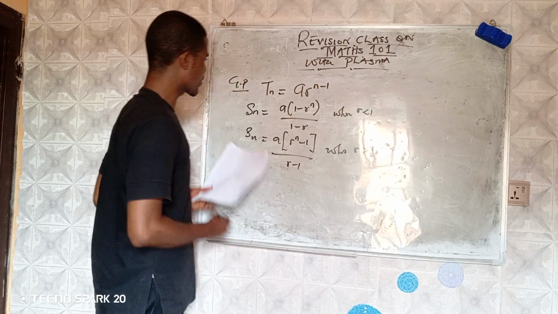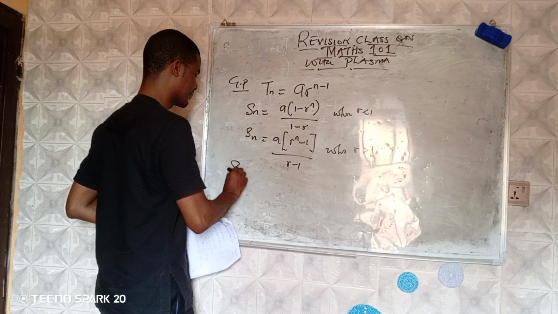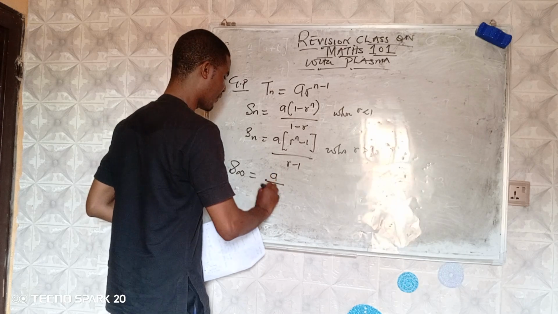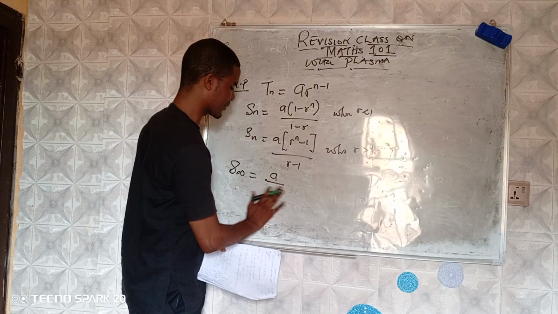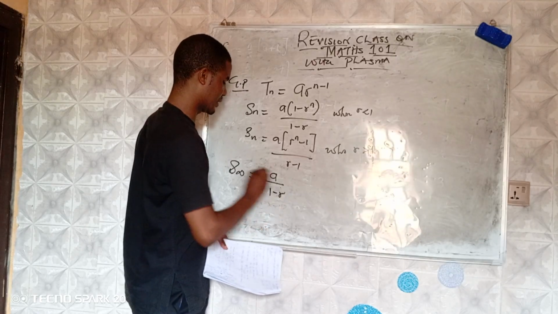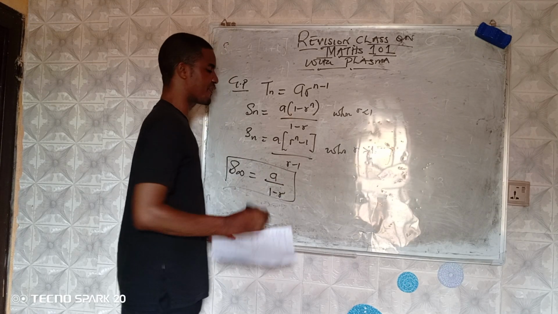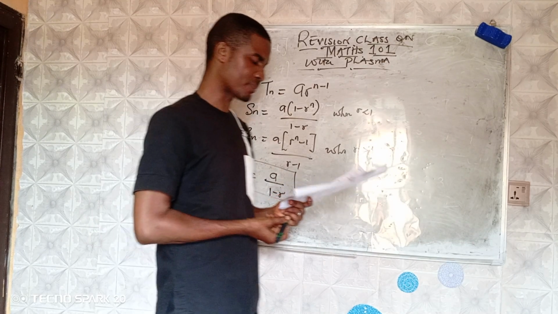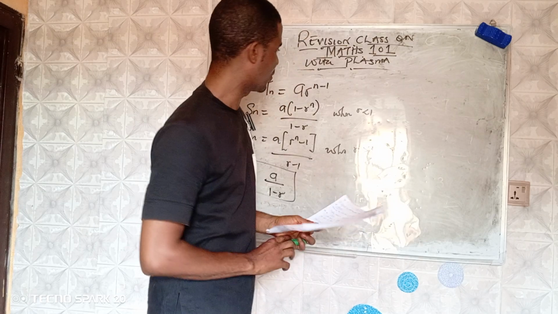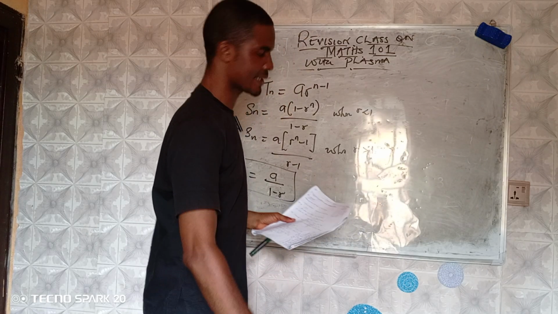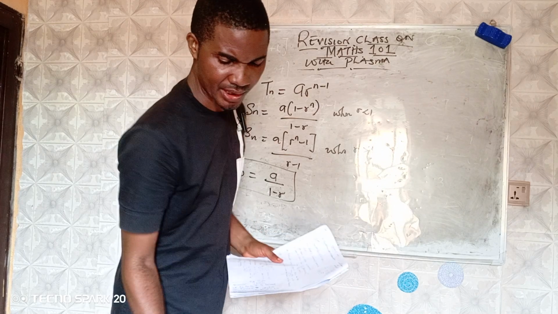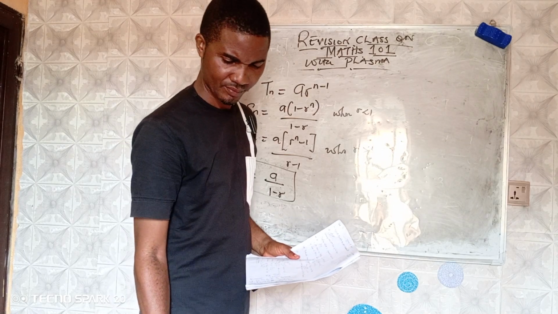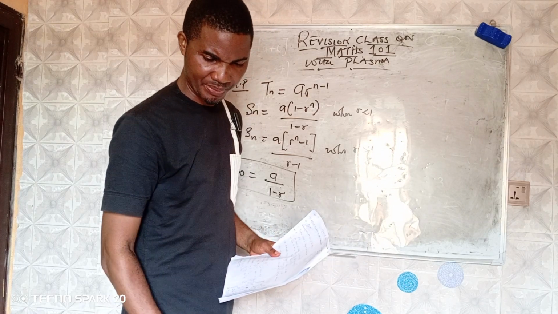We also have what we call sum to infinity. It is a/(1 - r). This is what we call sum to infinity. So, let's see one or two examples in GP, just the way we saw in AP.